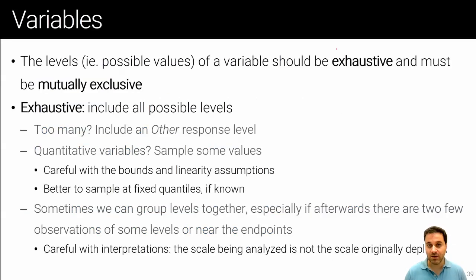There's two characteristics that we have to always keep in mind when thinking about variables. One is that they should be exhaustive. So that means the levels of the variable, the possible values they could have, have to be exhaustive in our study, and they have to be mutually exclusive. So by exhaustive, we mean that we need to include all the possible values that those variables could have. Now, there are situations in which there are too many. And in those cases, we could, for instance, ask people option 1, 2, and 3, or something else.